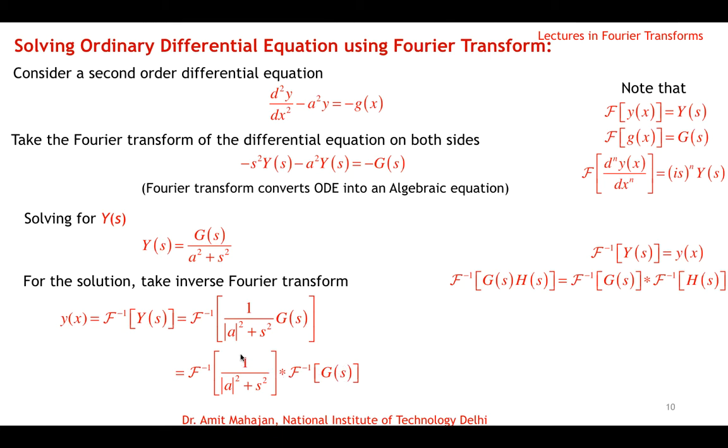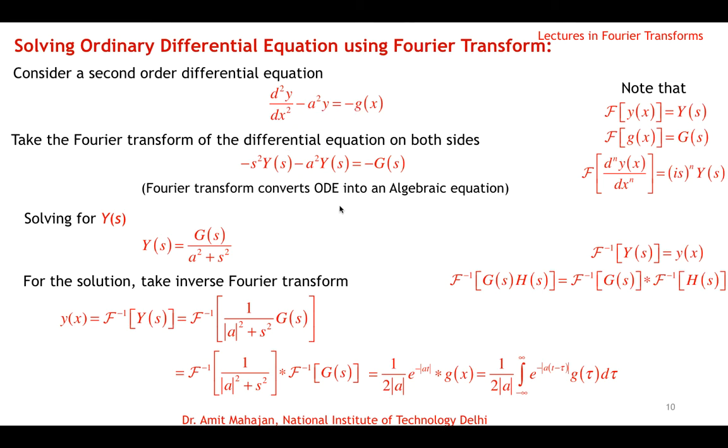For the first function, if I divide and multiply by mod a, then we know its Fourier inverse is a two-sided decaying exponential. We already defined this. And the Fourier inverse of G(s) is g(x), because the Fourier transform of g(x) is G(s). So their convolution, by definition, is an integral from minus infinity to infinity of e raised to the power minus a times mod t minus tau, times g(tau) d tau. If you know this g(x) function, you can substitute it here and solve this integral. That will be y(x), which is the solution of this differential equation.